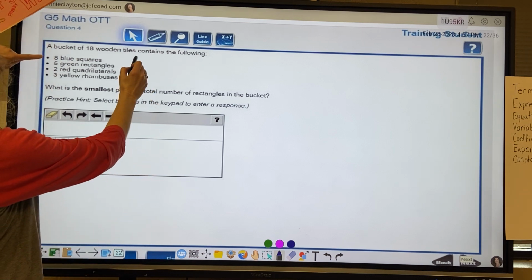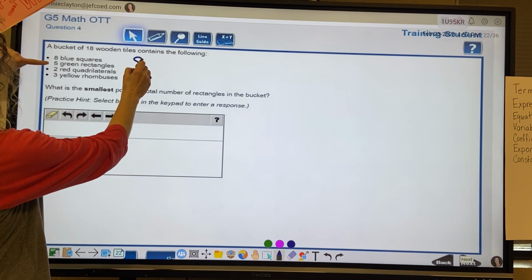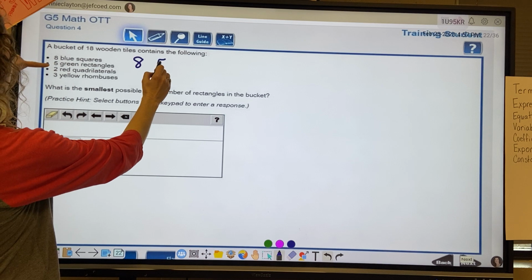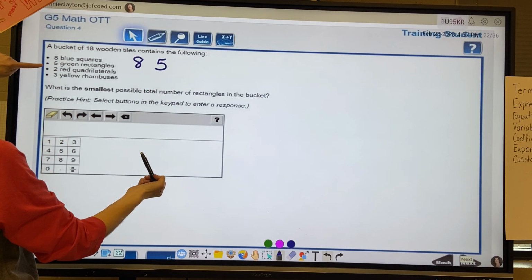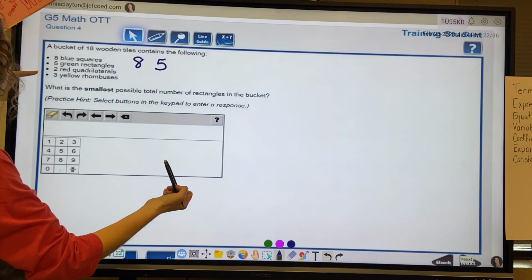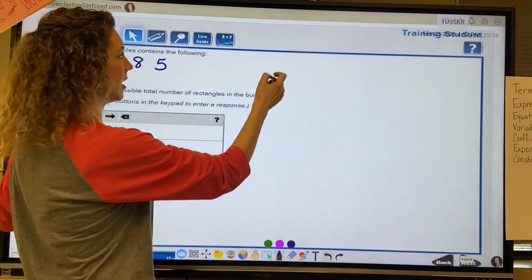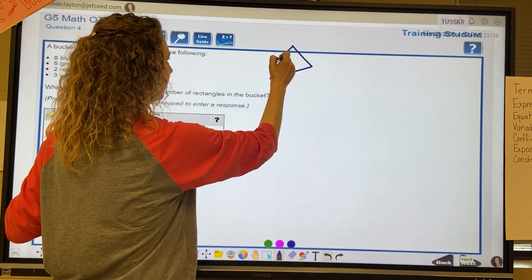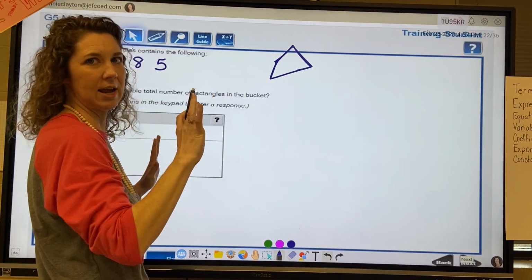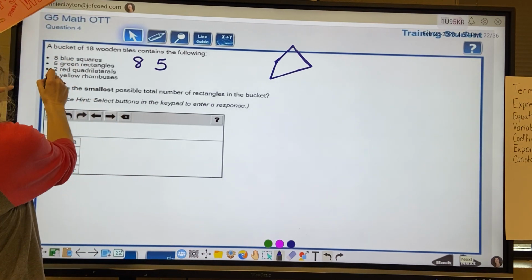Okay, so what is the smallest possible number of rectangles in the bucket? We know all of these squares are rectangles, so that's 8. And we know all of the rectangles are rectangles. But the quadrilaterals may not be rectangles. A quadrilateral could just be any 4-sided shape. It could be something like that, okay? 4 sides, but some weird shape. So we're gonna cross that one out.